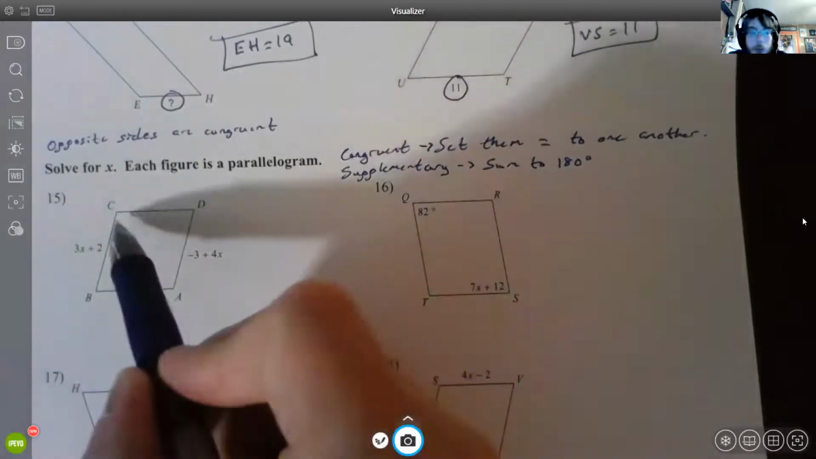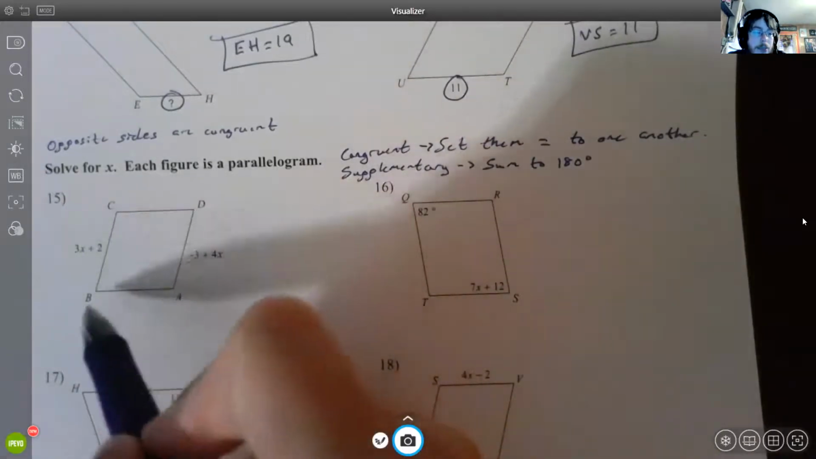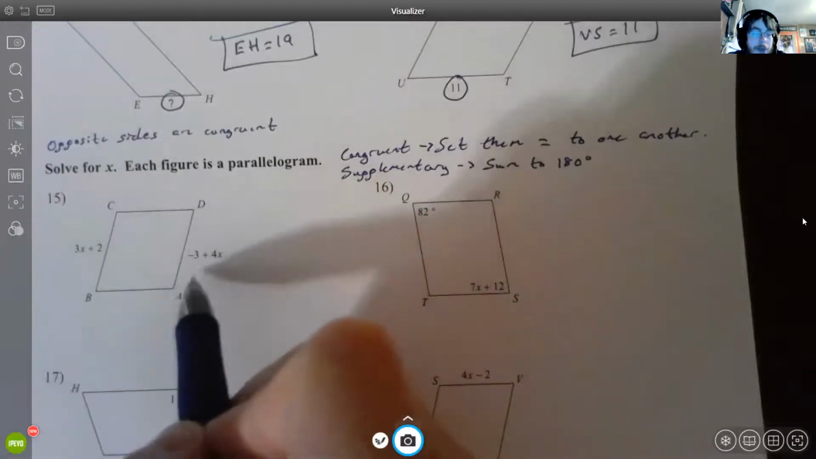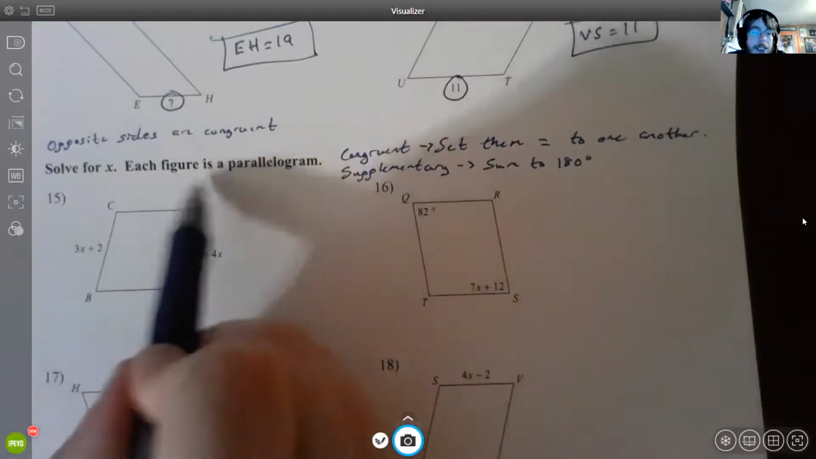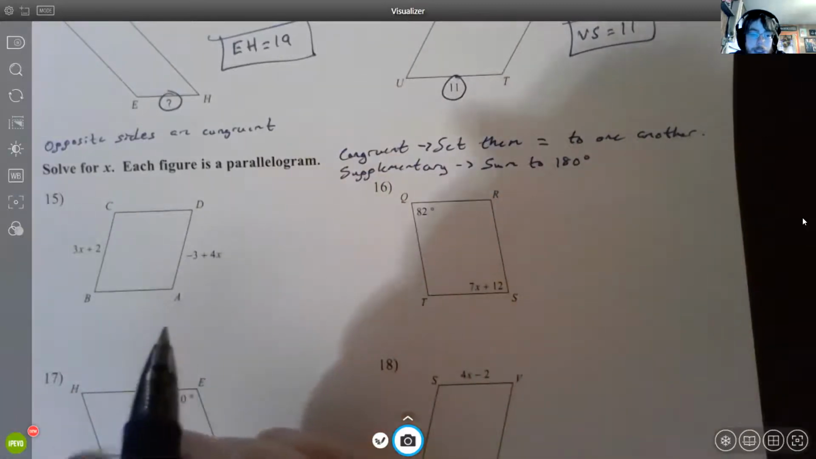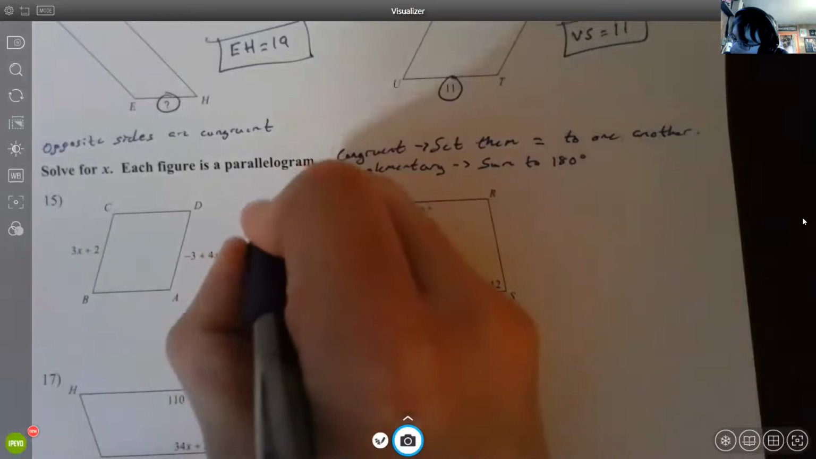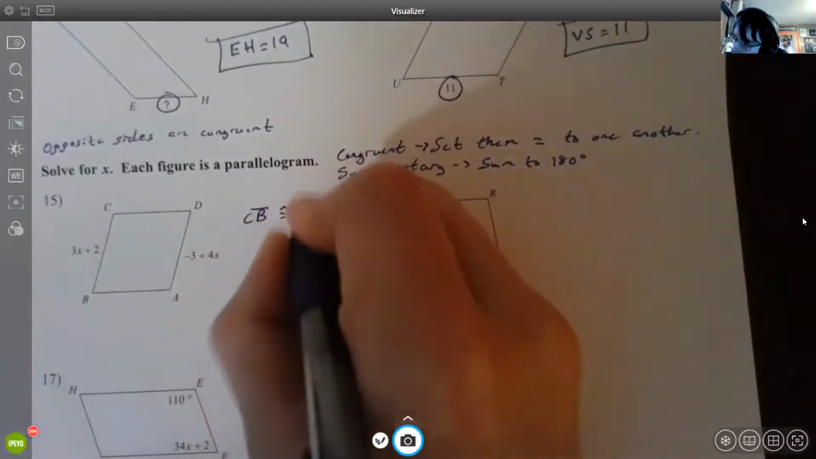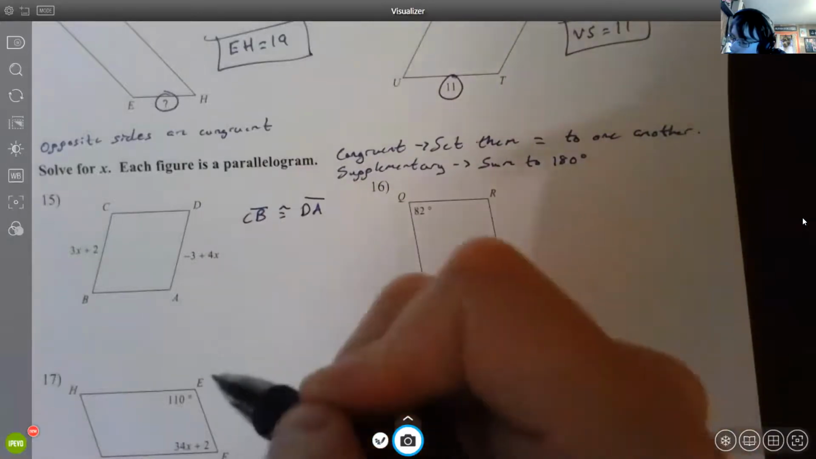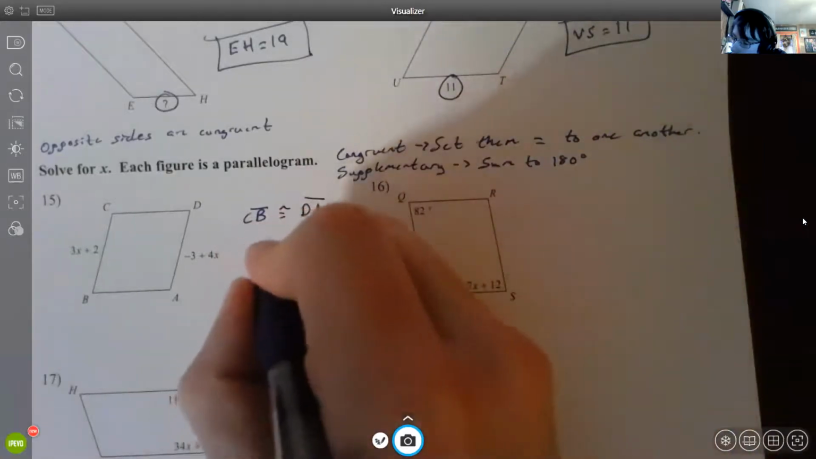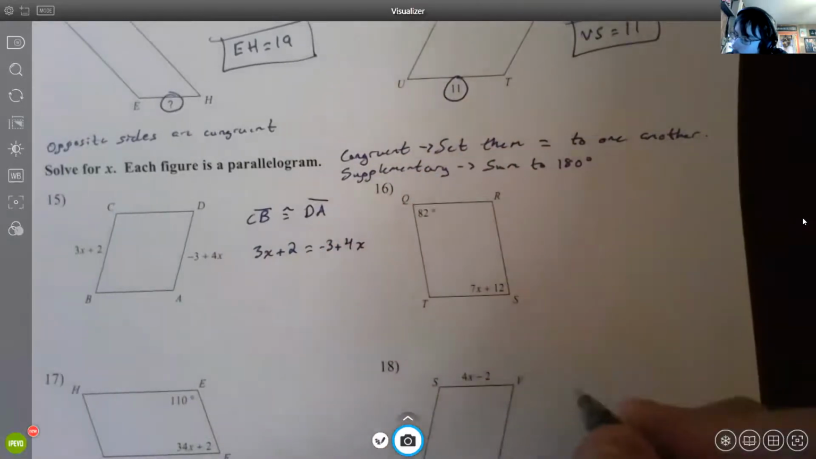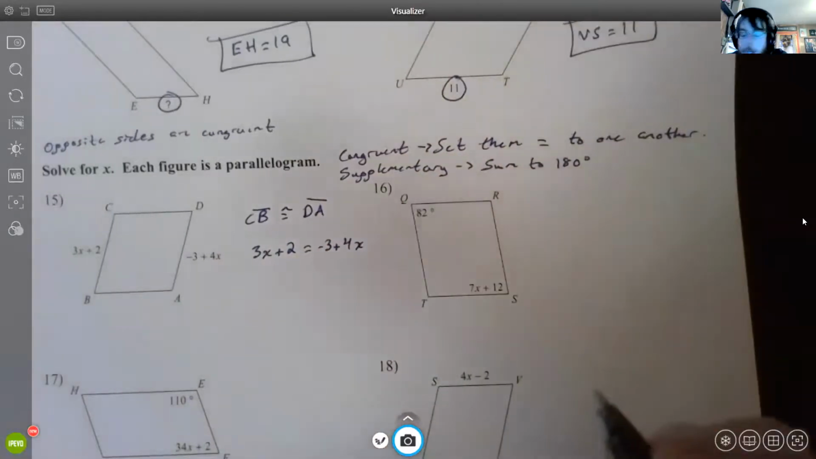Number 15, we're given line CB is 3x plus 2, and line DA is negative 3 plus 4x. And it says each figure is a parallelogram, so we know the opposite sides are congruent. So CB is congruent to DA. And since they're congruent, that means we can set them equal to one another. So we get 3x plus 2 equals negative 3 plus 4x. And then we solve for x.